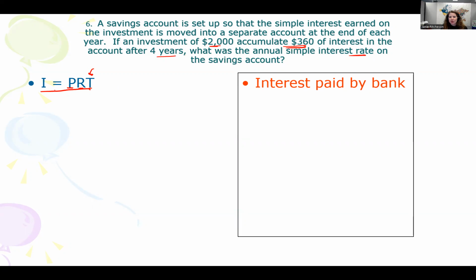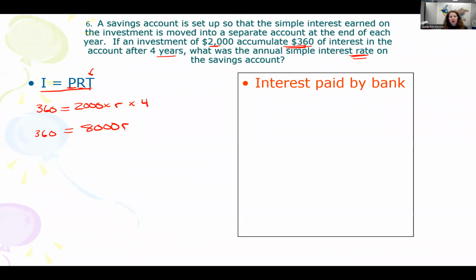All right, so we know our principal. The principal is always the biggest number of the whole math problem. The principal is how much we put into the account or how much money we borrow. They do tell us that this account gave us $360 in interest, so I'm going to substitute 360 for letter I. Our principal is 2,000. We don't know the rate, that's our R. And we know the time is 4 years. So now on this row, I'm going to simplify 2,000 times 4 times R, which is 8,000 R.